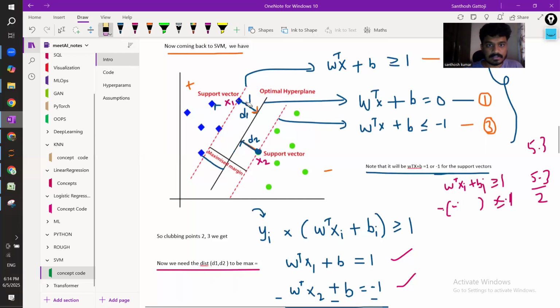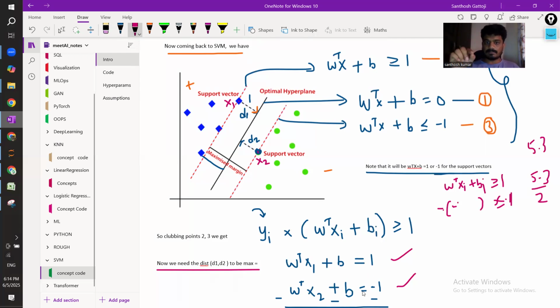Getting the points of this. See, for example, if you consider this as one support vector, this is x1 and this is x2. So here W transpose x1 plus b is 1, I'm considering this equation plane. And for this x2, W transpose x2 plus b is equal to -1. I'm saying equal to, and equal to.